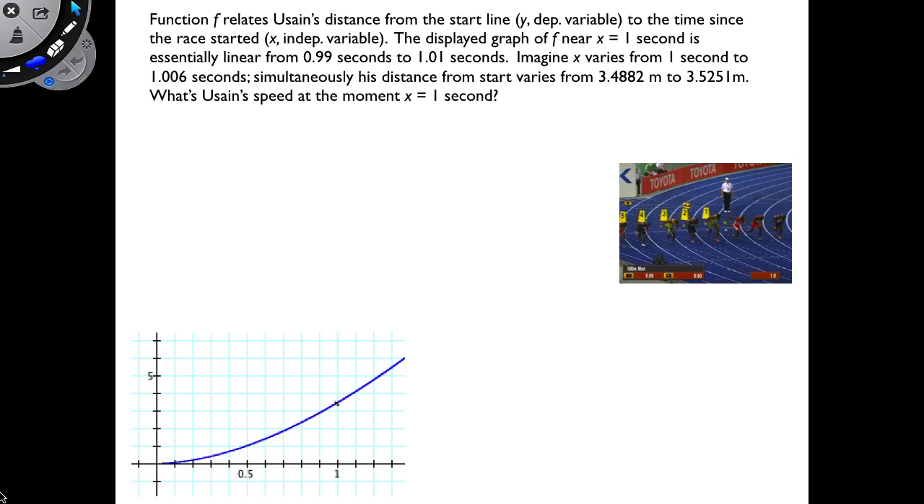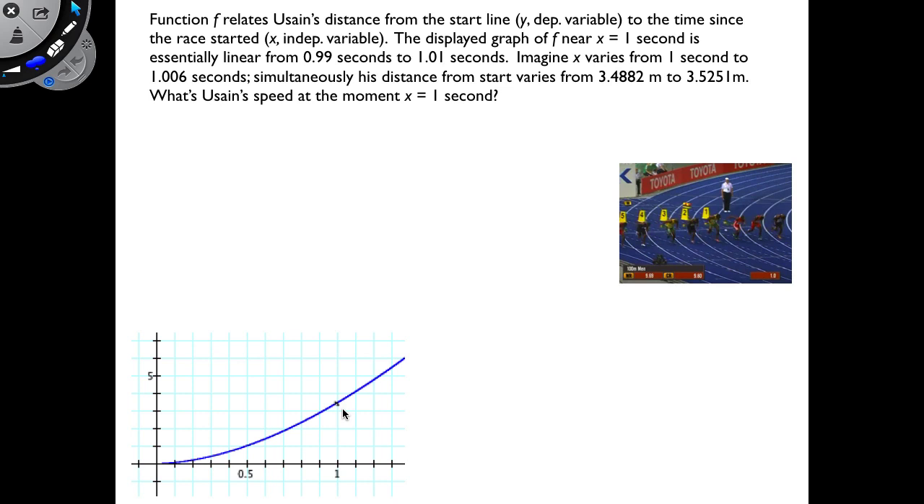So our y is measured in meters and x is measured in seconds. And the displayed graph here near x equals 1, where these little black dots are, if I were to zoom in really close, we could do that again, but I'm not going to redo the zooming. But you can imagine that. We know what it looks like around there. It's essentially linear, meaning if I zoom in, it looks like a straight line to the naked eye.